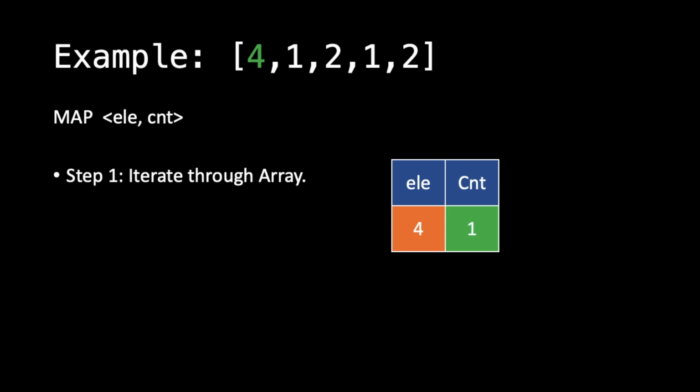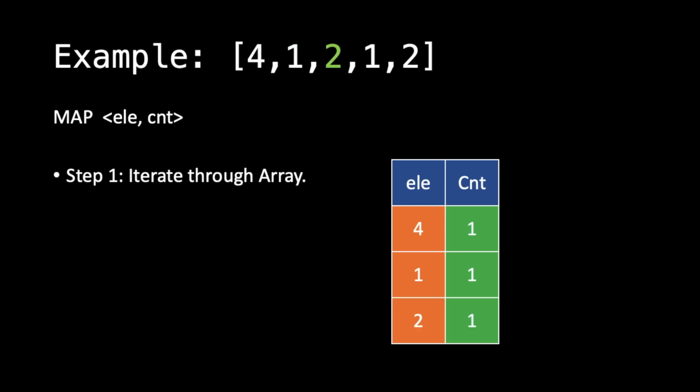So the first step is we will iterate through the array. The first element is 4, so we will store that element 4. Initially the count of each and every element will be one only. So in the first iteration, the first element is 4, and the count of that element is 1. We'll move forward, the next element is 1, again the count will be 1 because it has occurred only for the first time. Now the next element is 2, again the count will be 1 because it has occurred only for the first time.